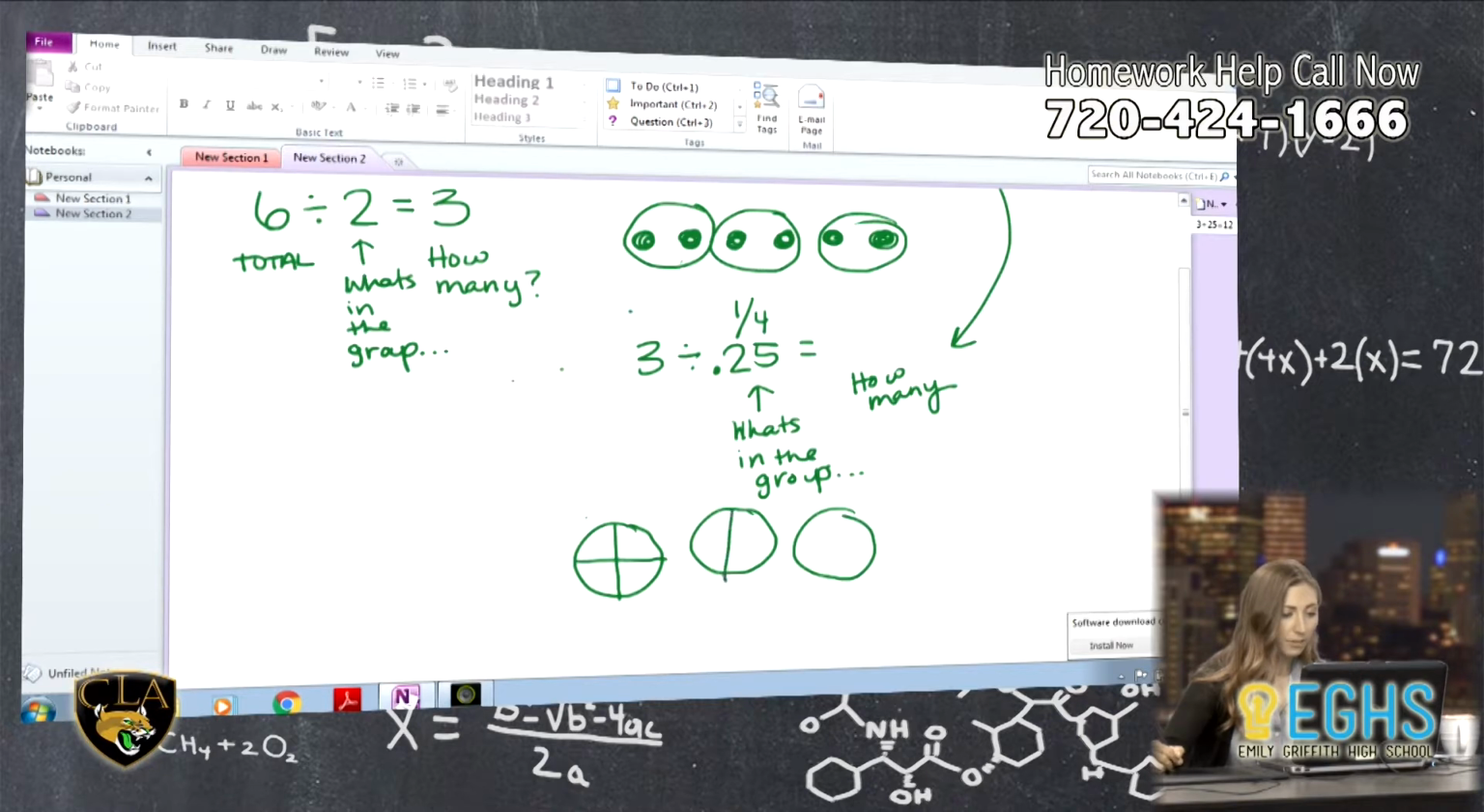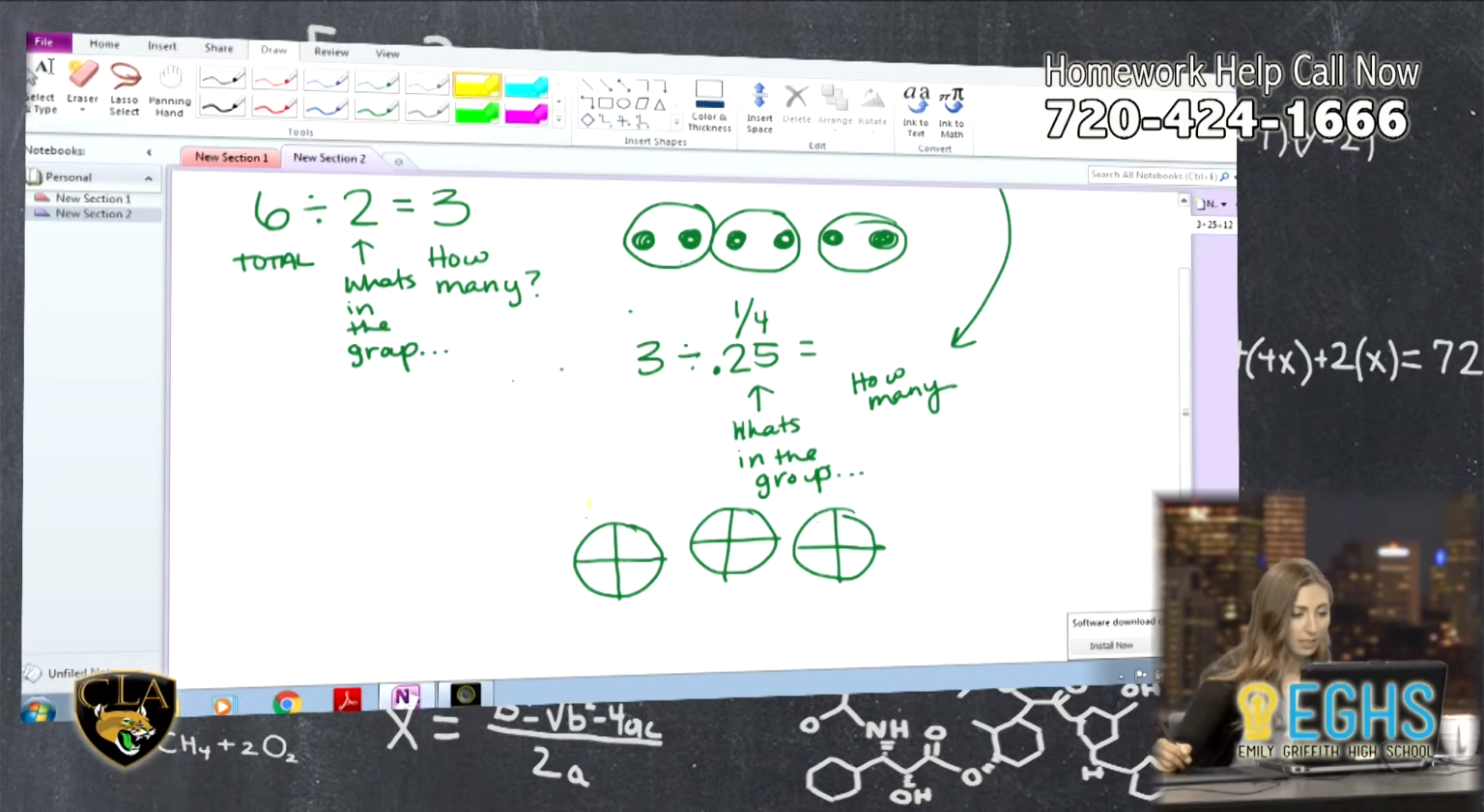I'm going to divide it up into fourths, but this is 3 wholes that I'm starting with. So I'm starting with 3, and I want to find out how many 1/4 are in the group. So you can see here's 1/4, 2/4, 3/4, 4/4. So we have 4/4 there. Each one of these you can also think of as worth 0.25. So I've got 4 there.